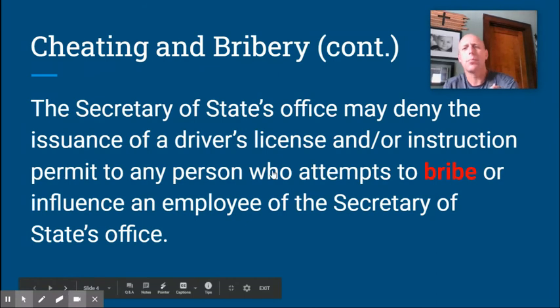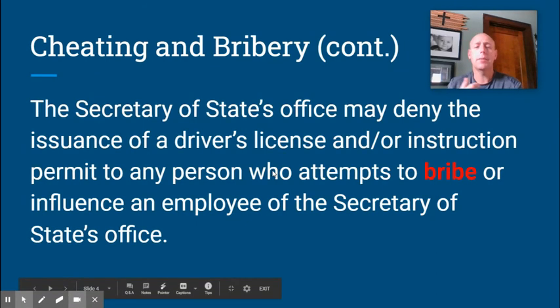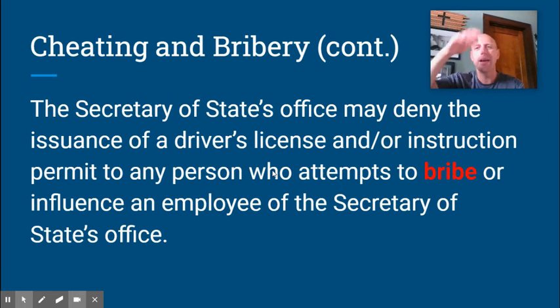Okay, what about bribery? What does that even mean? Well, that means you try to pay someone to help you out in some way, to make this task easier. So, you try to pay somebody to get you out of doing something, like, hey, if I just give you $20, can I not take the test? And we say that I did. Yeah, that's illegal. You can't do that.